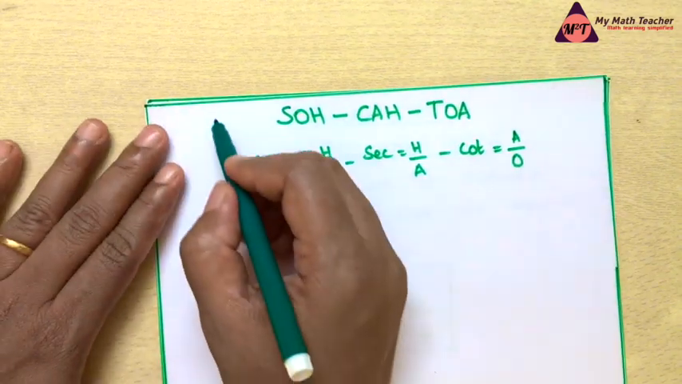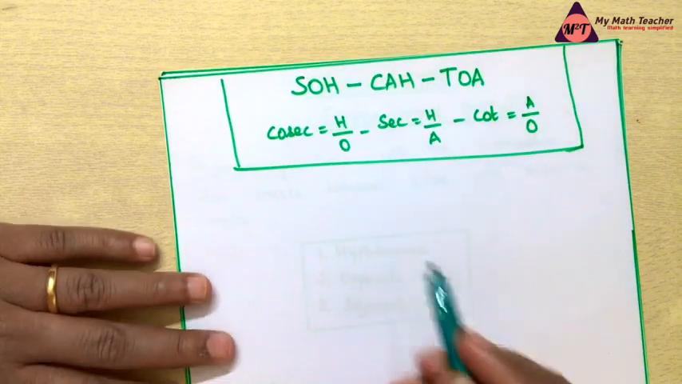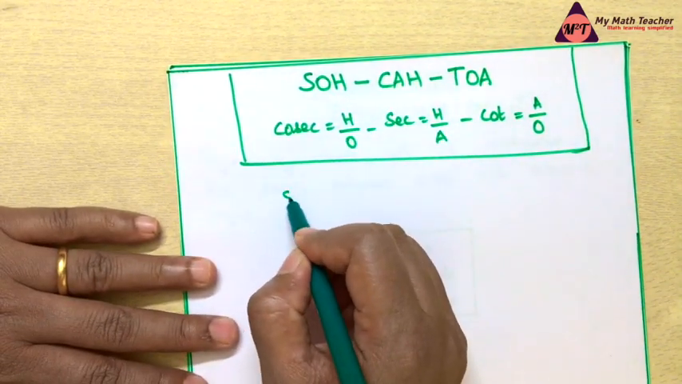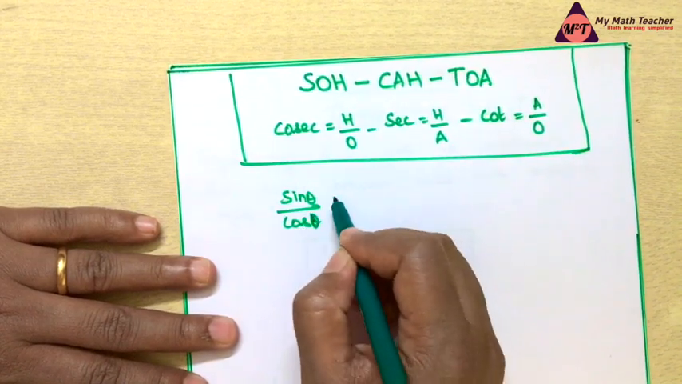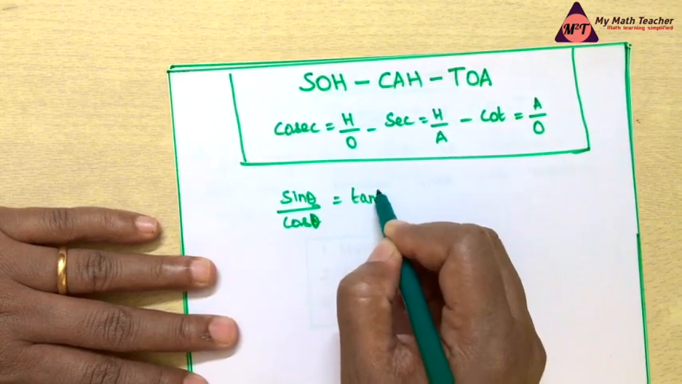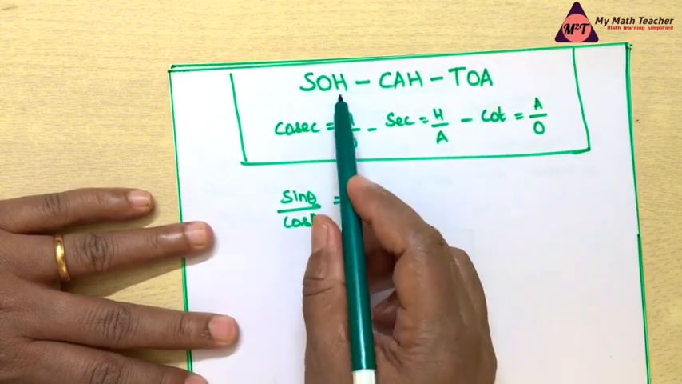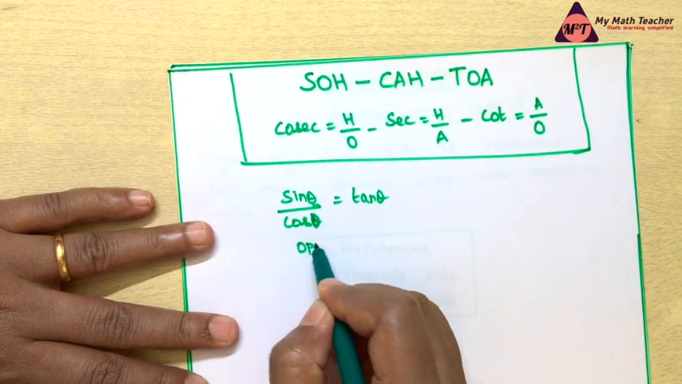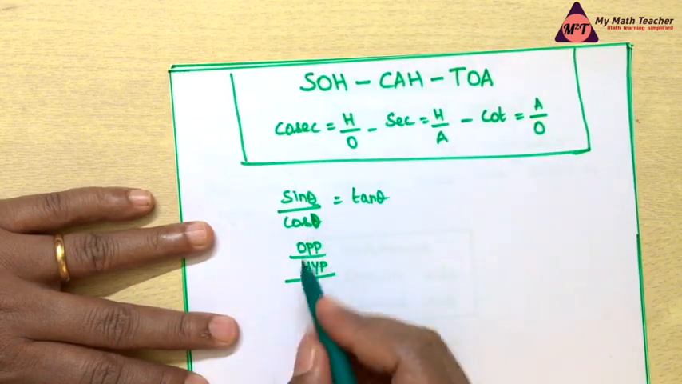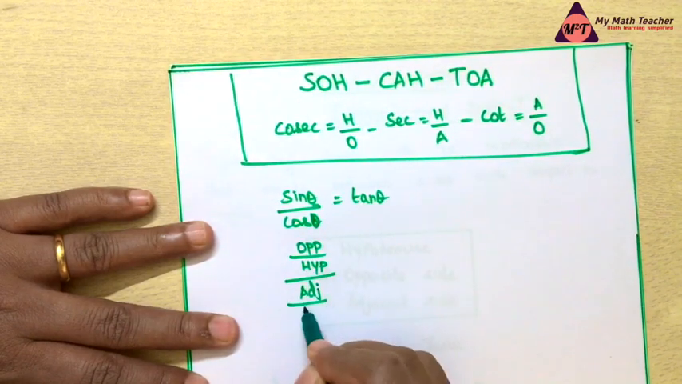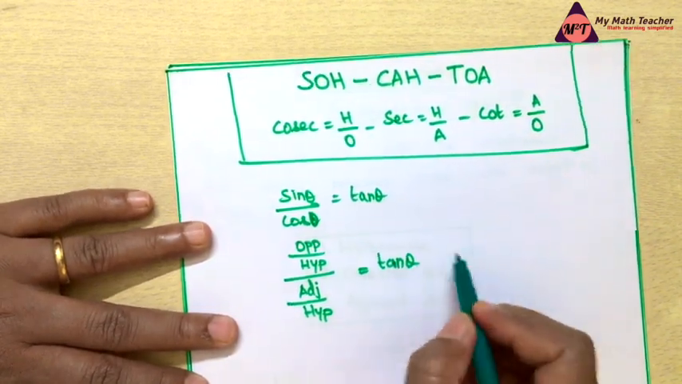Okay. So with this, we'll learn the first identity, that is sin theta by cos theta is equal to tan theta. How? Let us see. Let us apply: what is sin theta? Opposite side by hypotenuse, divided by cos theta, which is adjacent side by hypotenuse. When you divide, you will definitely get tan theta.